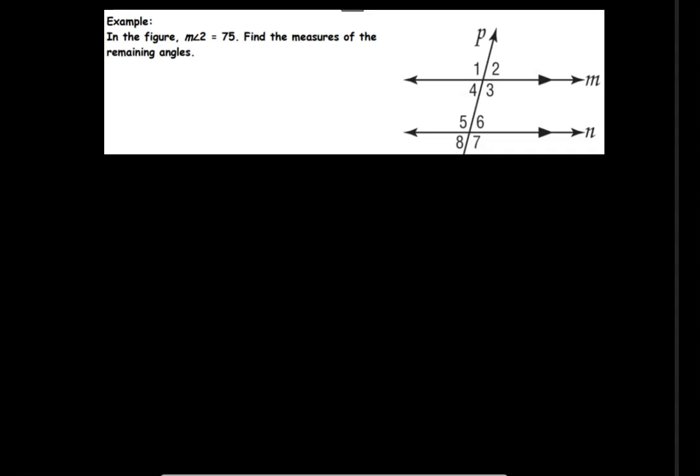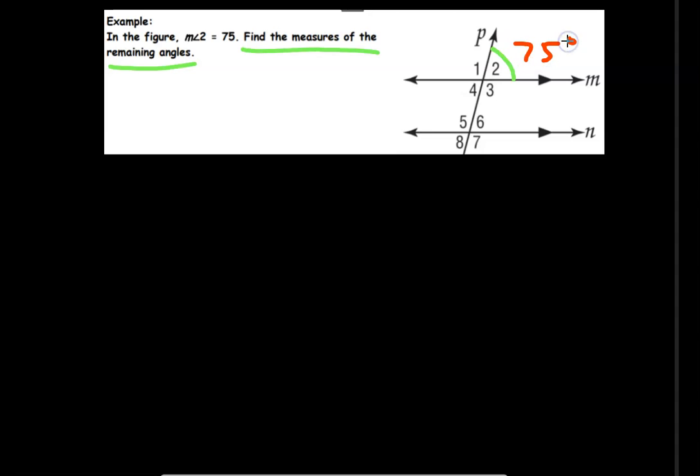All right, folks, so this video is about applying all the theorems that relate to parallel lines cut by a transversal. In this first one, it says, in the figure, the measure of angle 2 equals 75. Find the measure of the remaining angles. Let's start with angle 2, and let's call it 75 degrees.